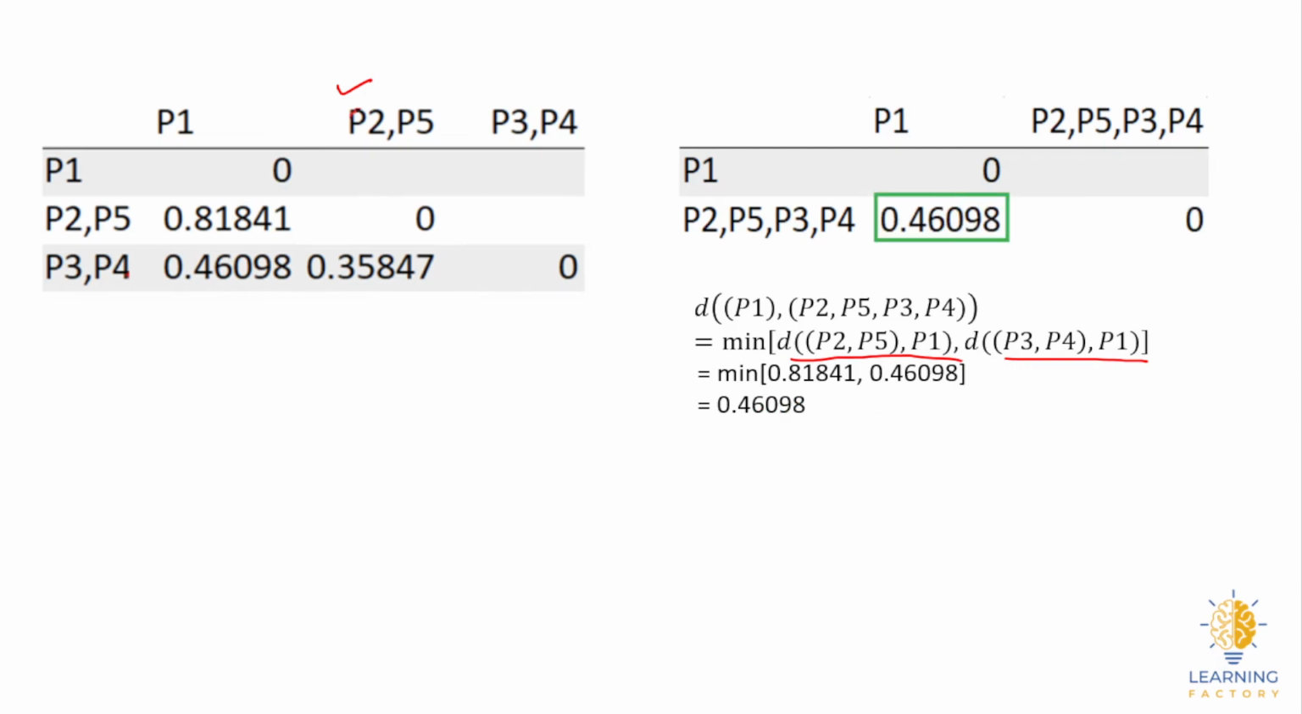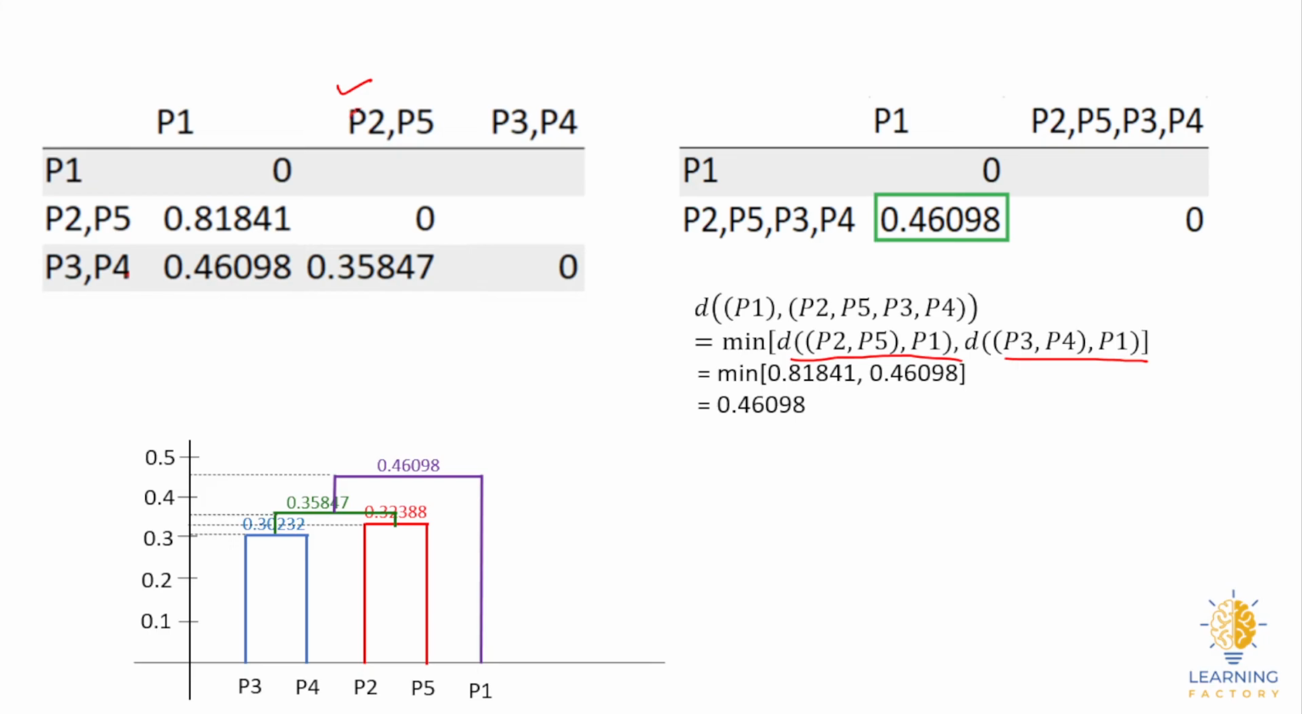And this is how we are replacing this distance as 0.46098, right? So obviously the distance between P1, P1 is 0, distance between P2, P5, P3, P4 and the same cluster is also 0, right? So now this is our 2 by 2 matrix.